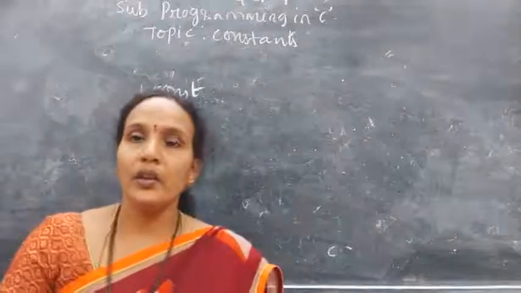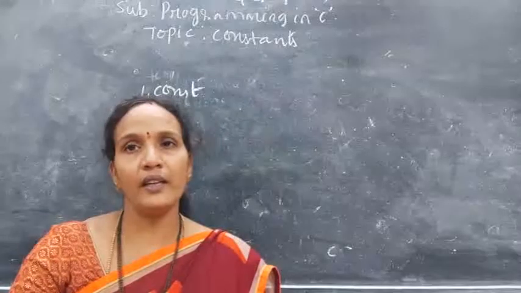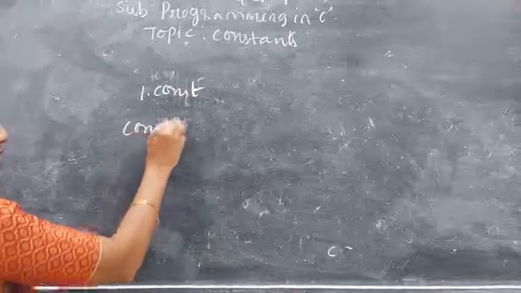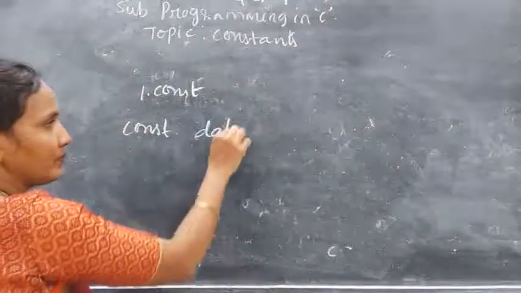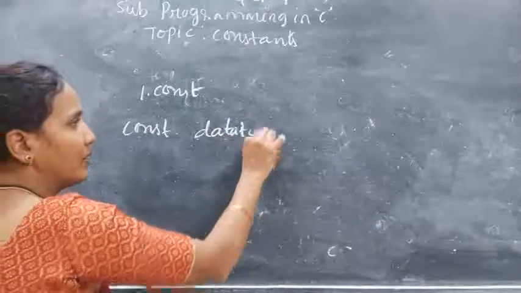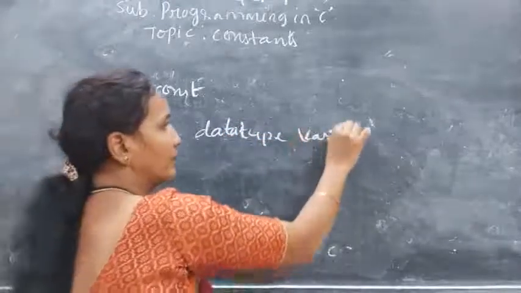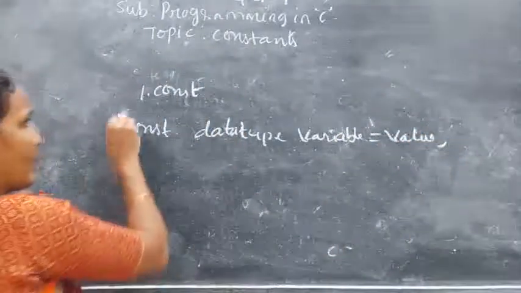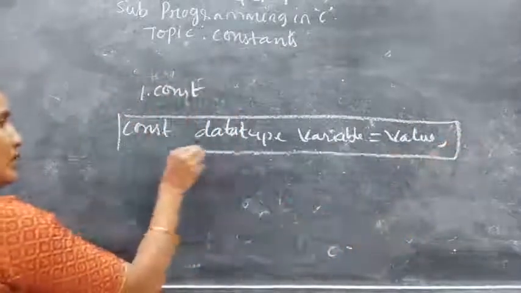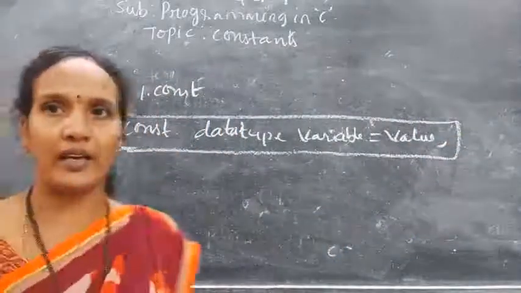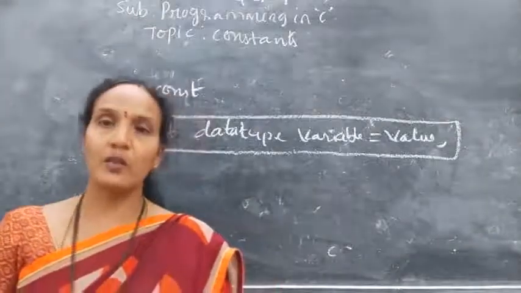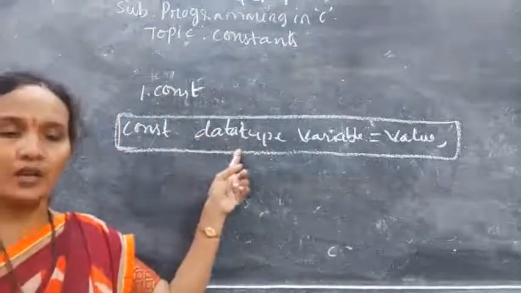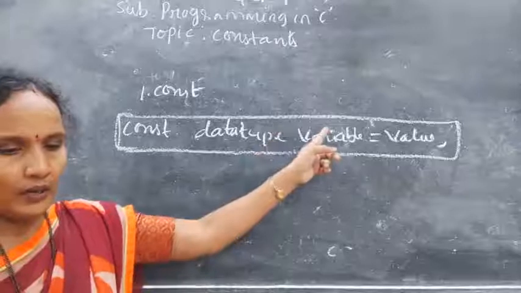Const is a keyword. Using this const, we can declare a constant variable. The syntax is const, data type, variable name, equals to value. This is the syntax. Try to round up the definitions. It's very, very important. You should highlight the syntaxes. You can score maximum marks for the syntaxes. Const keyword, data type, variable and value.